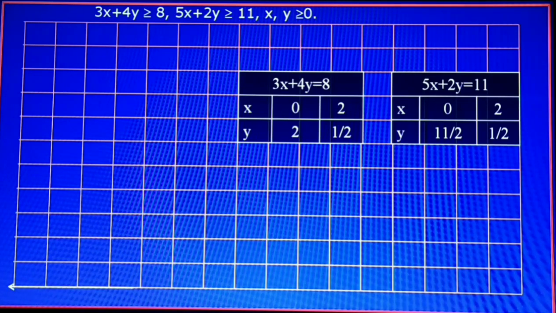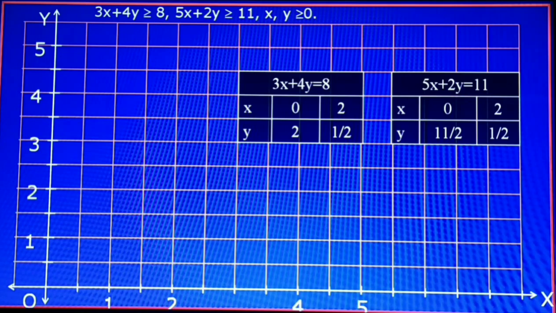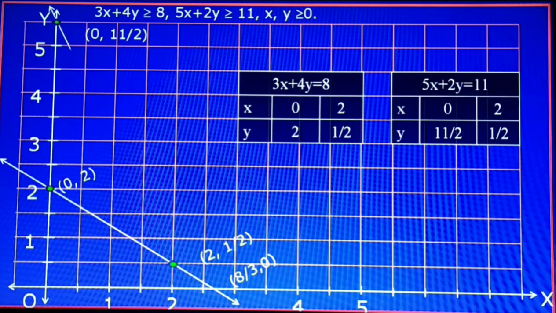Draw two perpendicular lines to represent x and y axis. Mark the points. Through these points, draw a line. And again mark other 2 points. Through these 2 points, draw a line. Now we are supposed to shade.